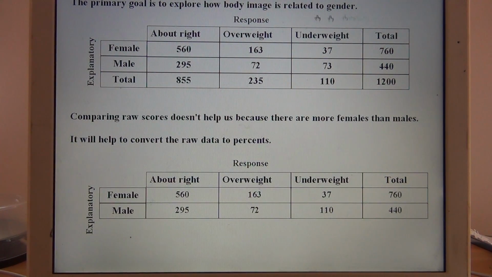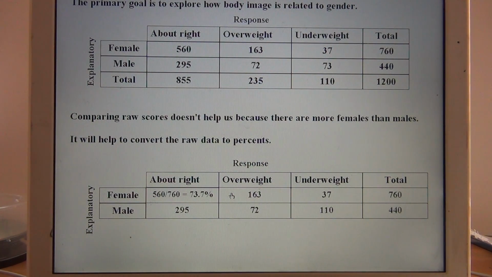Okay, here is our chart again. And this is the raw data. And again, I put the raw data here, but this will change it into a percent. So we need to convert this 560 into a percent. The way you do that is you take 560, the total number of females that saw themselves about right, and you divide that by the total number of females, 760, and multiply it by 100, and you get 73.7% of the females saw themselves about right.